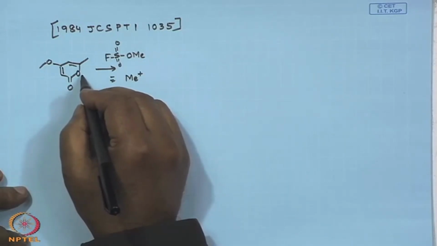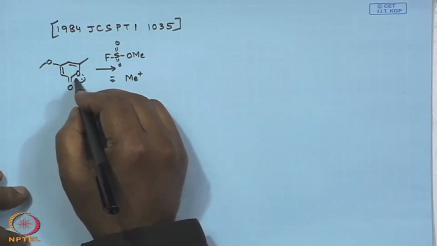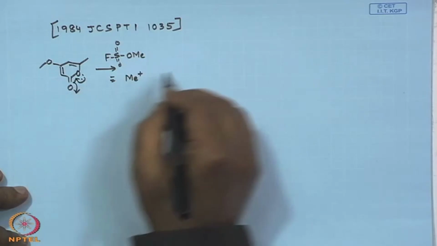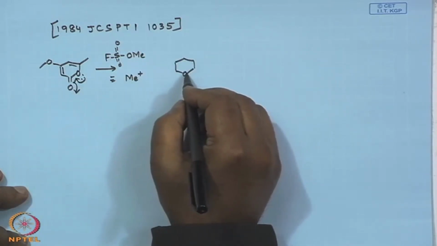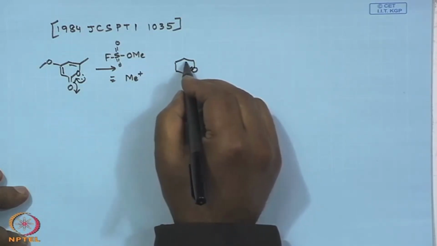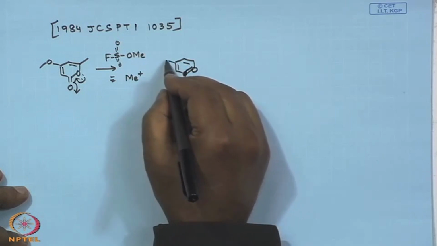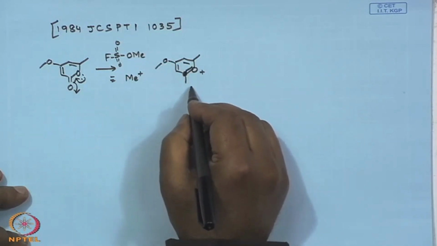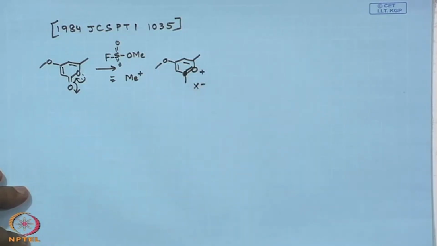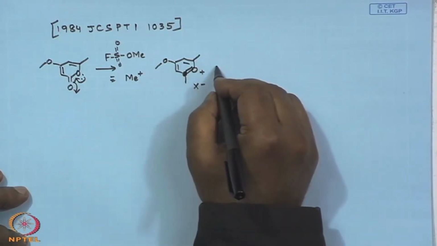Because of the aromaticity gain due to the participation of the oxygen lone pair, you will get the pyrrolium salt, with oxygen here and this methyl here, oxygen plus, and the corresponding anion here. So, once again you get the pyrrolium salt. What is the reaction expected out of these?